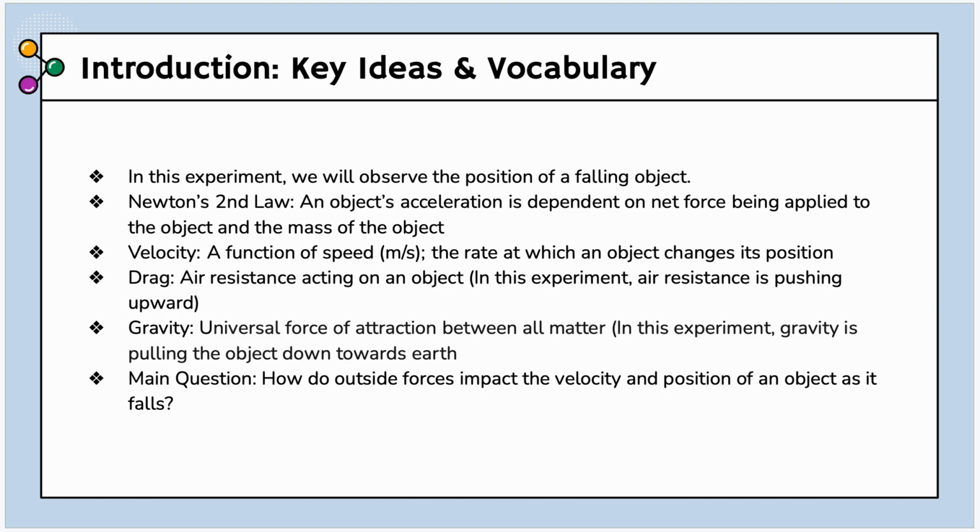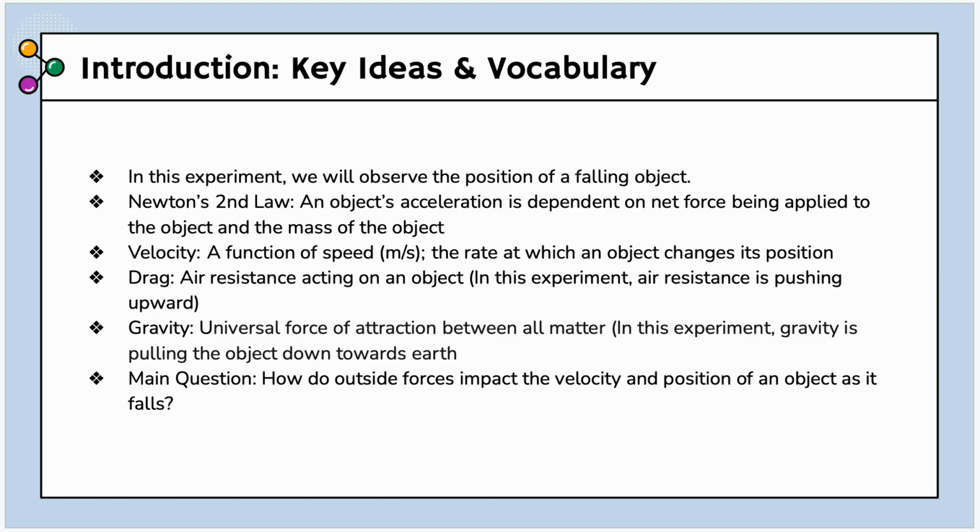Velocity, which is just a function of speed, or the rate at which an object changes its position. Drag is air resistance acting on the object. In this experiment, air resistance is pushing upwards, and gravity is just the universal force of attraction between all matter. Here, gravity is pulling the object down towards Earth.